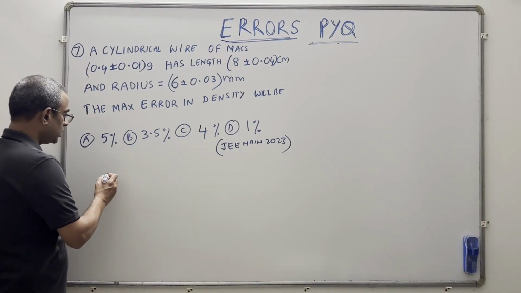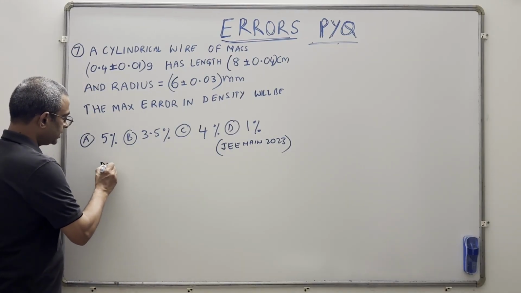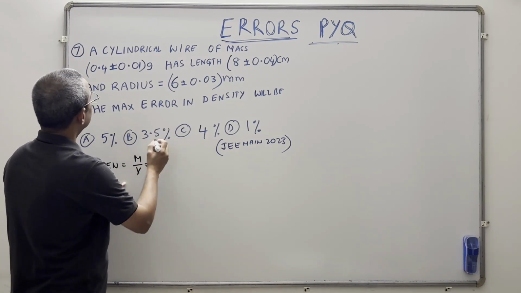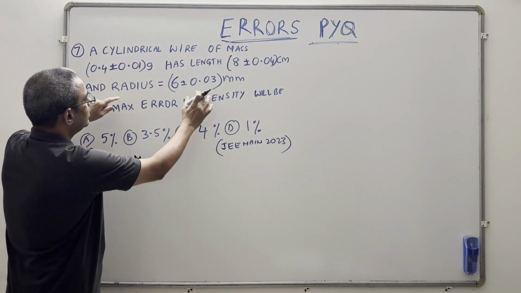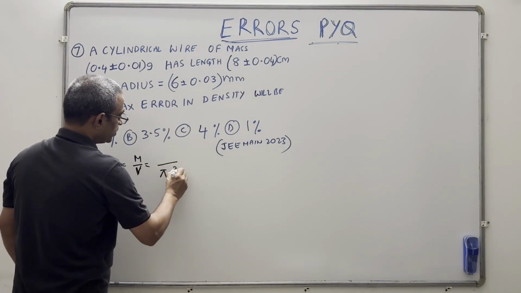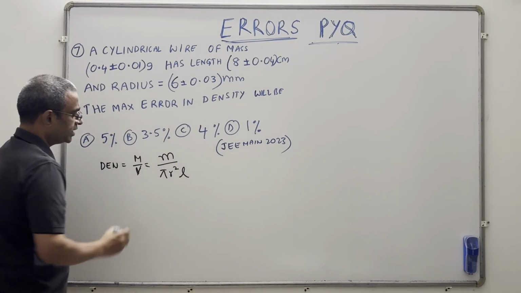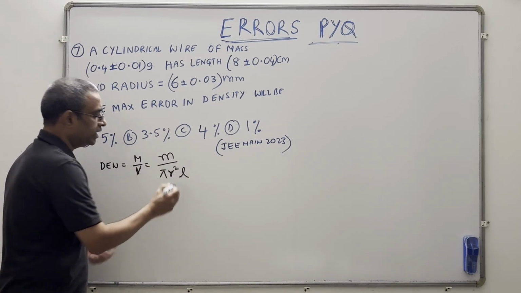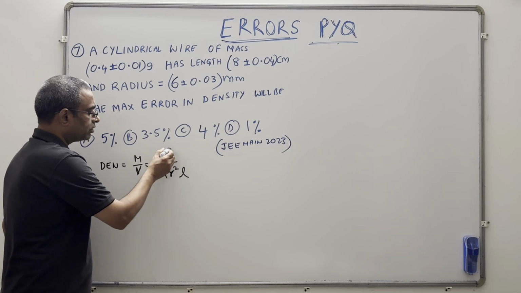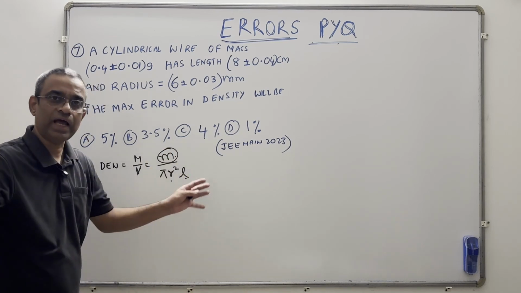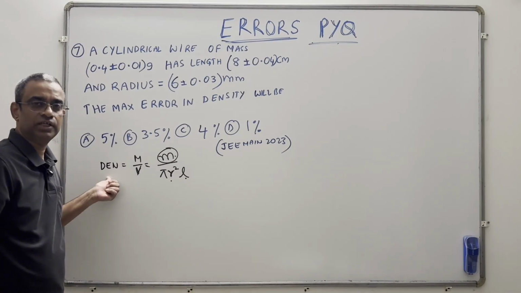So what is the formula for density? Density is mass by volume. So what is the volume here? It's a cylindrical wire. He has given radius and length. So the volume of a cylinder is what? Pi r square L. So this is the density. So now because mass, radius and length are all independent variables, we can calculate the relative error, the percentage error in all of these, and we add them up to get the percentage error in density.